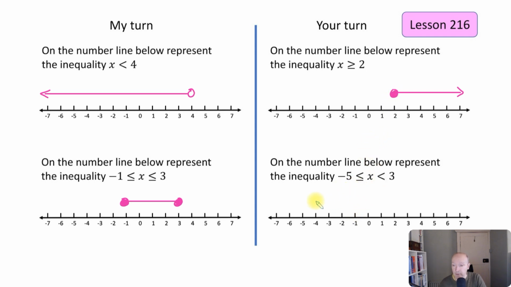And for this question here, I'm going to put a circle over the minus 5. I'm going to put a circle over the 3. I'm going to have a line connecting them like that. And because we have an equal sign here, we're going to colour in this dot. And because there's no equal sign here, we're not going to colour in this dot.